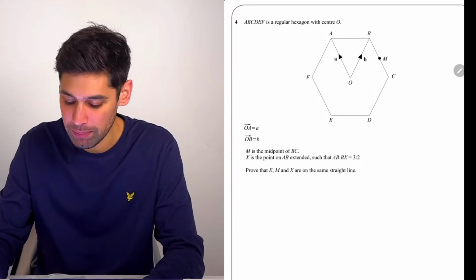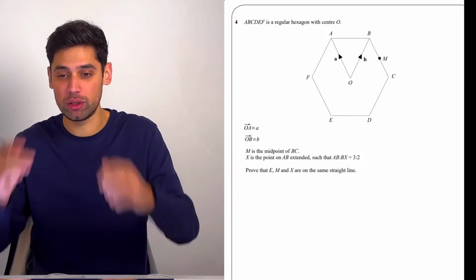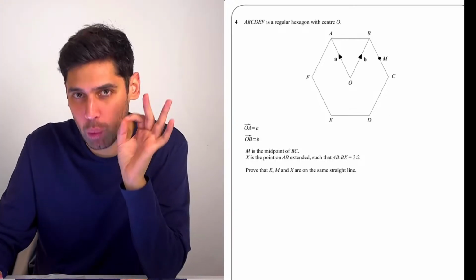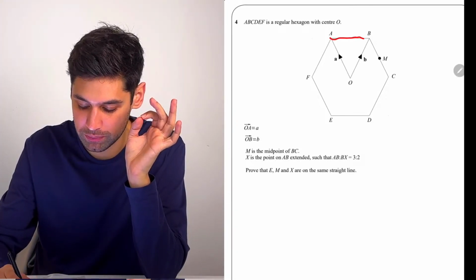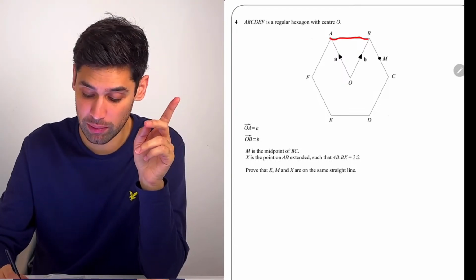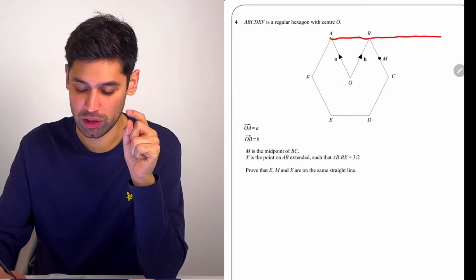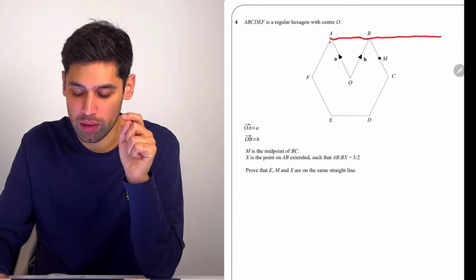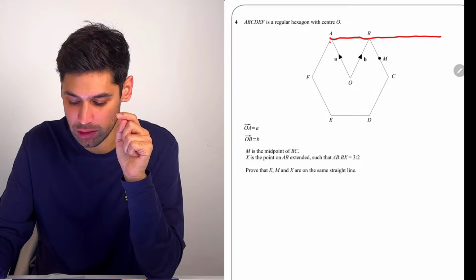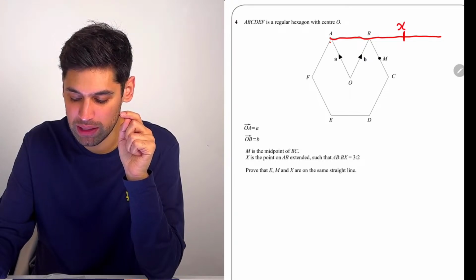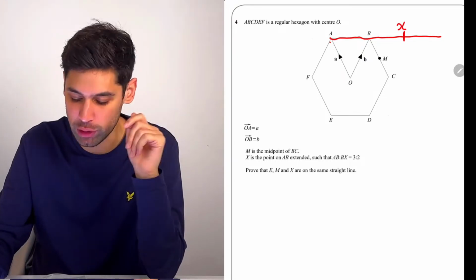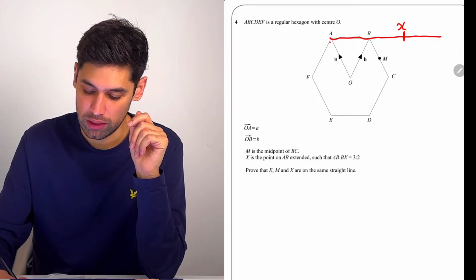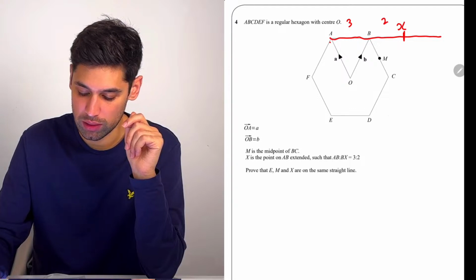X is the point on AB extended such that AB to BX is 3 to 2. Whoa, okay, that again is a lot of information. X is the point on AB, so this is line AB, extended. So AB extended means it goes out here, such that AB to BX is 3 to 2. So the distance from A to B is worth 3, so the distance from B to X is worth 2. So X will probably be around about there, maybe a little bit to the left. Maybe I've overshot that a little bit, but it doesn't matter too much. So this is going to be, yeah, that's sort of 3 parts and that's 2 parts.